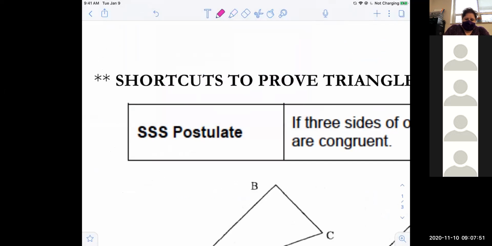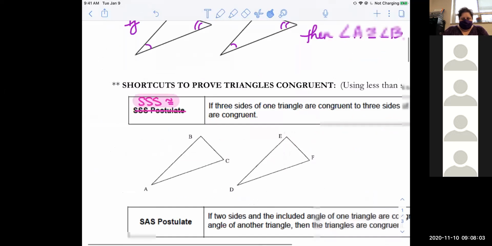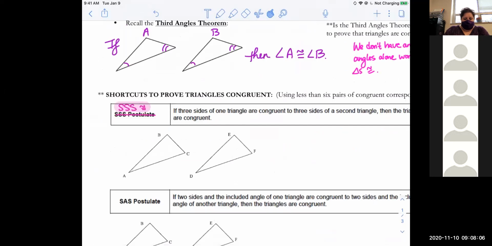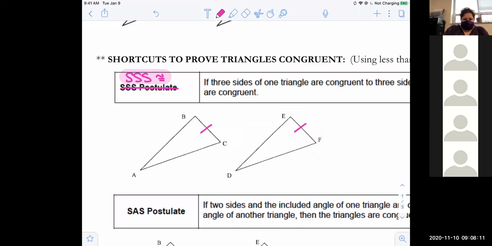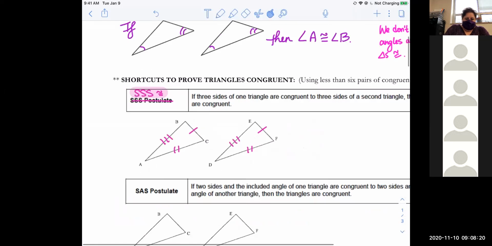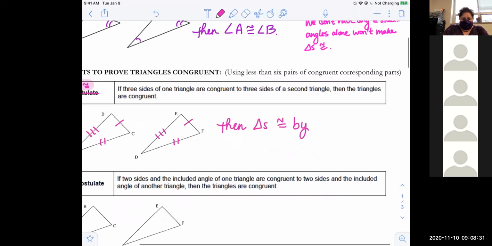Okay, so the first one, we're going to call side, side, side congruence. I don't really care whether it's a postulate or theorem. You're just going to refer to this as side, side, side. If three sides of one triangle are congruent to 3 sides of another, then the triangles are congruent. So you're going to be given that pair of sides are the same, that pair of sides are the same, and this pair of sides are the same. So if you have 2 triangles and all the side lengths are known to be congruent pairwise, then the triangle is congruent by side, side, side congruence.